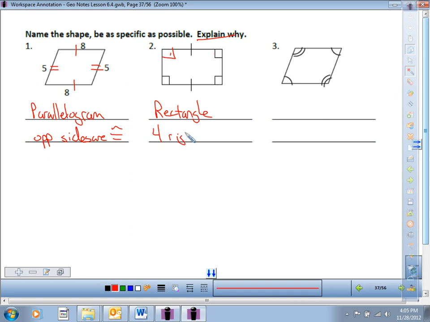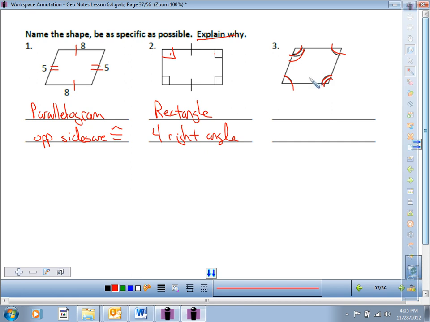Four right angles. Now, we need to remember that when we are explaining ourselves here, we need to explain with what's given. On number three here, I can't say anything about the sides. I don't know anything about the sides. Nothing was given, so I can't say that. But what we can do is look at this. We know that this angle is equal to this angle, and this angle is equal to this angle. So that narrows it down. It's more than a quadrilateral.